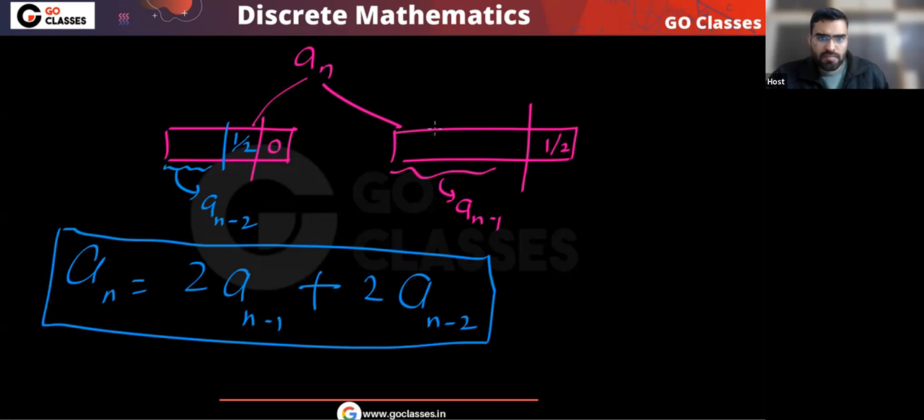How many of you got it? Yes, Sandeep, correct. Anari, correct. So it is a_n = 2a_{n-1} + 2a_{n-2}. This is how you can write it.